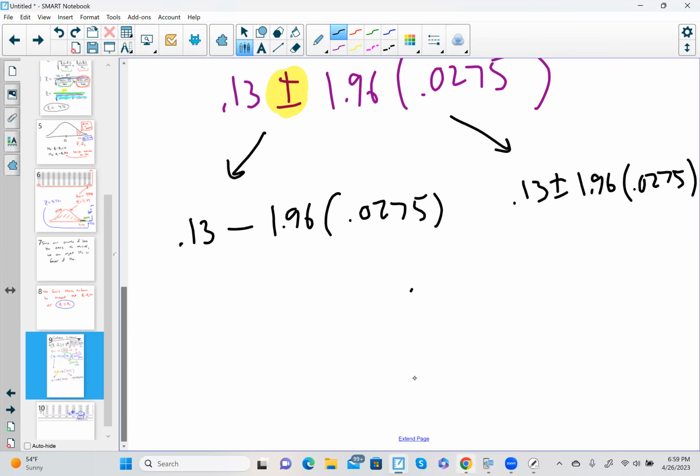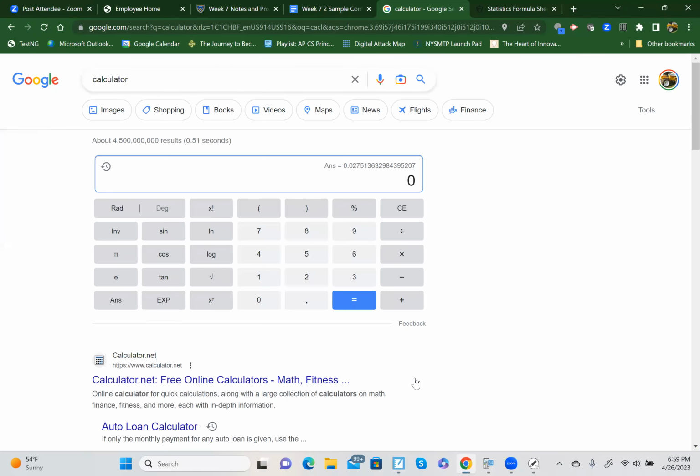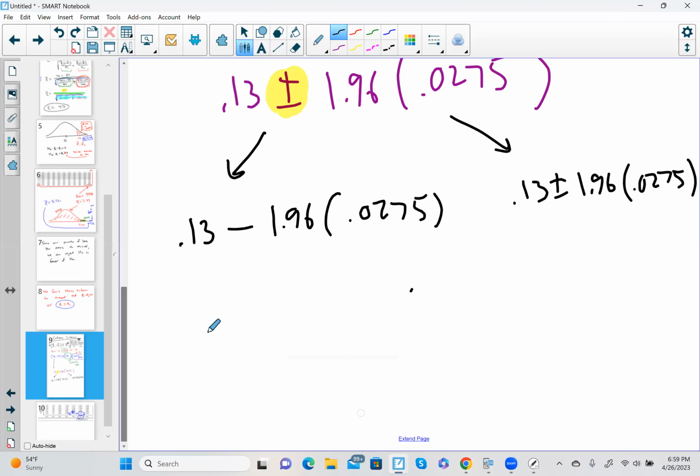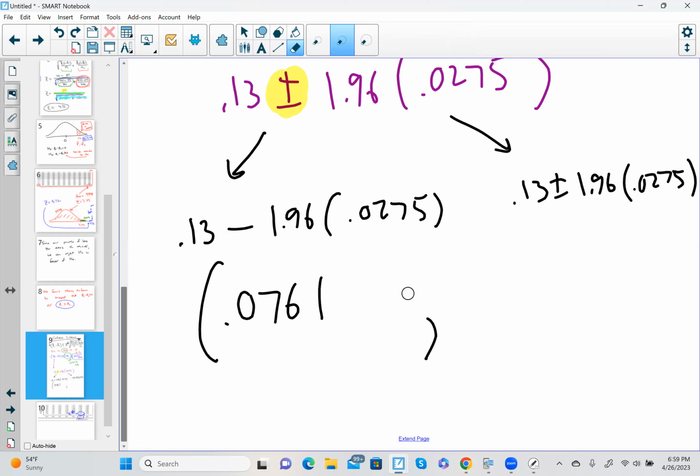Just looking at everything there. Here we go. So clear, 0.13 minus 1.96 times 0.0275. Enter. 0.0761. So this is 0.0761, comma. Put a little comma here. That's how you write it. You put a parenthesis and then a comma. And now I'm going to write the other number in a moment.